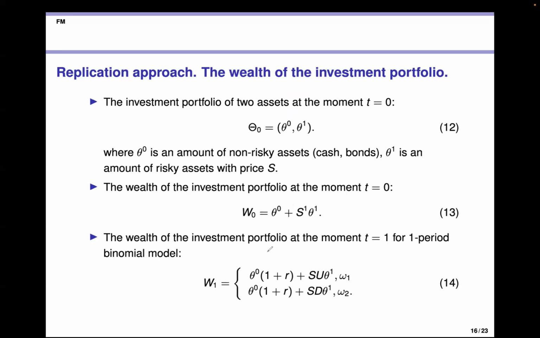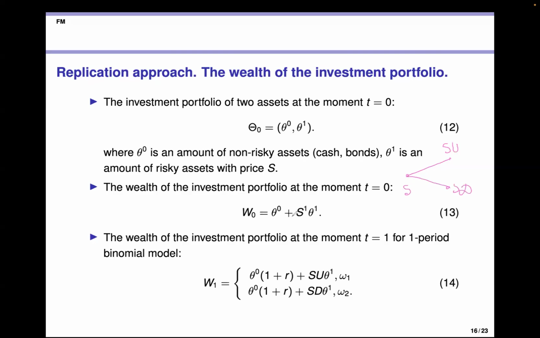What should it be at the end of the period? You remember that it is a risky asset. So if the initial price is S, the final price can be either S multiplied by u or S multiplied by d. Only two scenarios, because it is a binomial model.